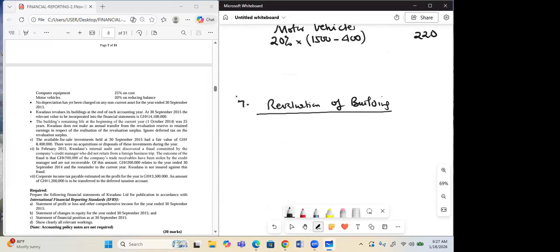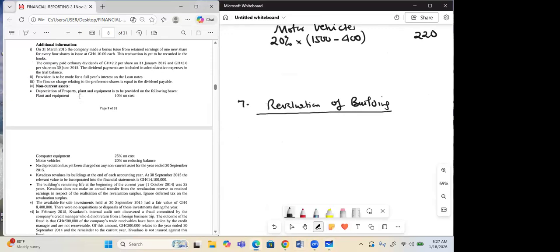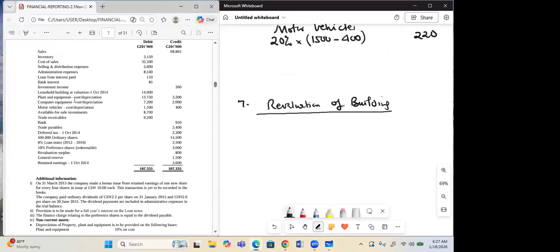They say they revalue this building at the end of each year. As at 30th September 2015, the relevant value to be incorporated in the financial statement is 14,100. So let's go to the building from the question and see the cost of the building. Leasehold building at valuation as at 1st October 2014, 14,000. That means at the beginning of the year, they had already revalued the property to 14 million.